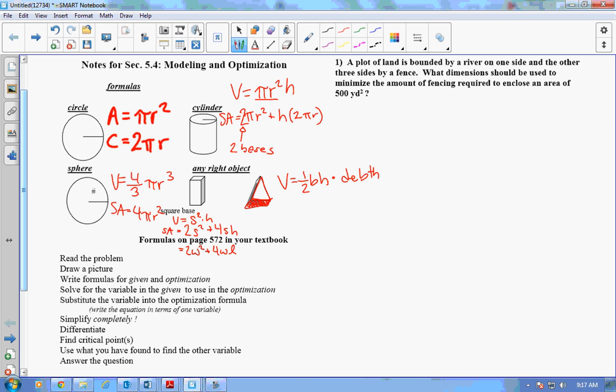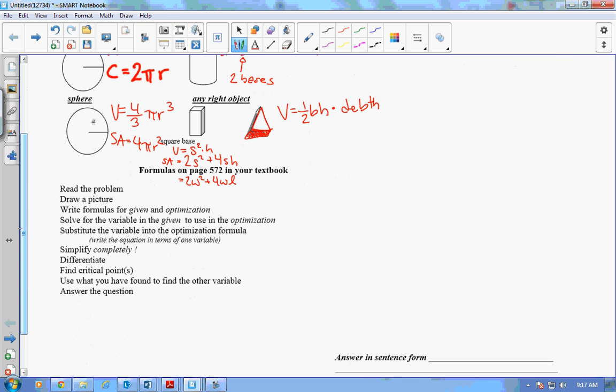Yeah. Okay, so we're going to go through a bunch of problems. These are the steps for finding optimization. Do you have your textbooks? Look on page 572, would you? Page 572.